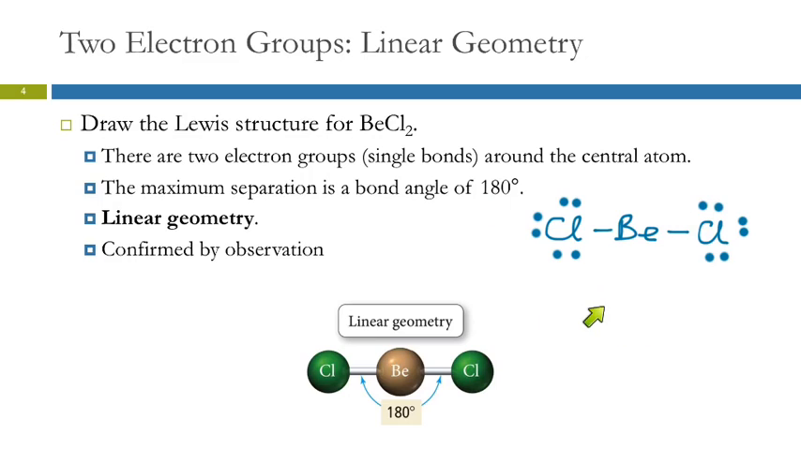Here is the Lewis structure for beryllium chloride. All of this VSEPR theory stuff is based on looking at Lewis structures. So how many groups of electrons are around the central atom? Two. So then we think, well, how could two things get away from each other?